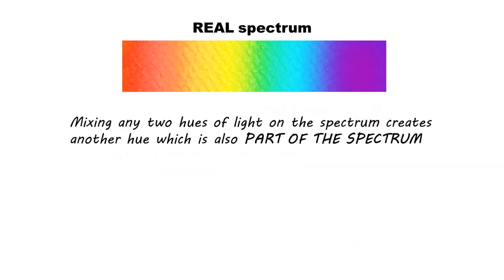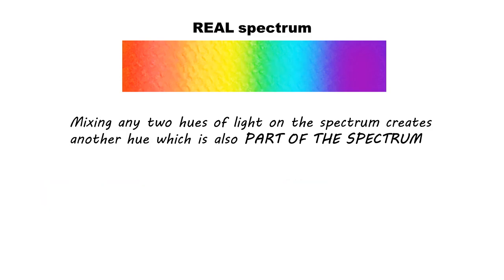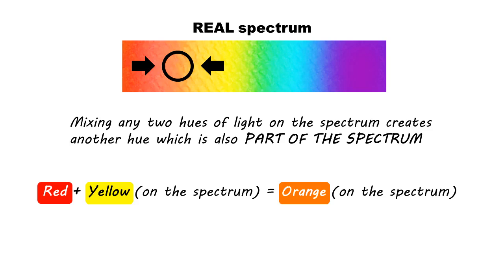Mixing any two hues of light on the spectrum creates another hue which is also part of the spectrum. Yellow and cyan on the spectrum give green on the spectrum. Similarly, red and yellow on the spectrum create orange on the spectrum.